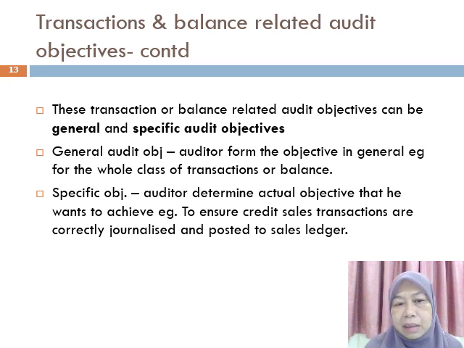What is general audit objective? General audit objective is where the auditor forms the objective in general. That means it's for a class of transaction or for a class of account balance. Specific audit objective, on the other hand, is where the auditor forms the objective specific to a certain item. For example, let's say the auditor would like to determine whether the credit sales transactions have been correctly journalized and posted to the sales ledger. So the auditor has to form the objective, like to ensure credit sales transactions are correctly journalized and posted to the sales ledger.